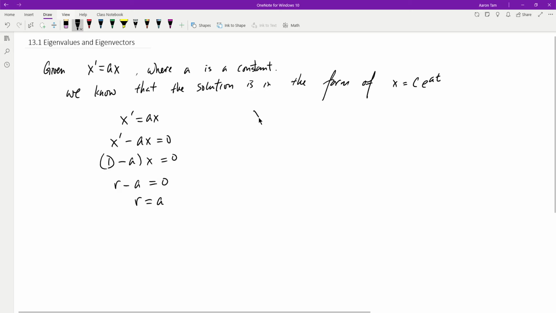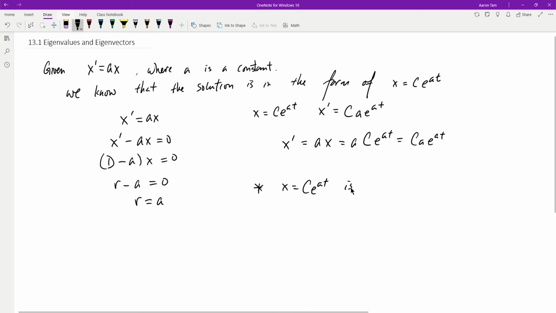Also, if you think about it, if x equal to c e to the at, then x prime would equal c a e to the at, and therefore x prime would just equal a times x, which is a times c e to the at, which is c a e to the at. As you can see, that's exactly what x prime is supposed to be. All right, so we know that's the solution, and this solution is often called an exponential solution.